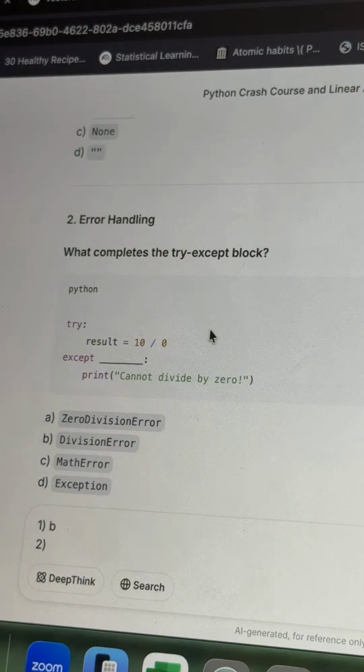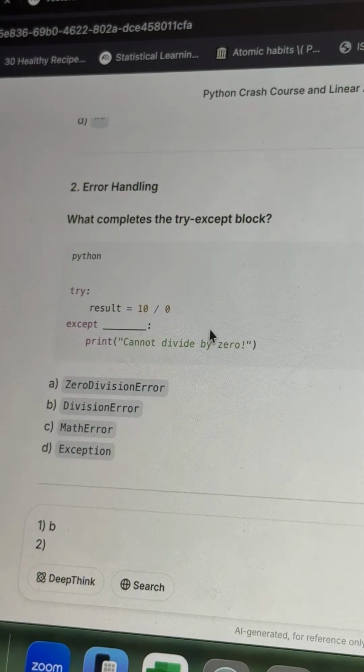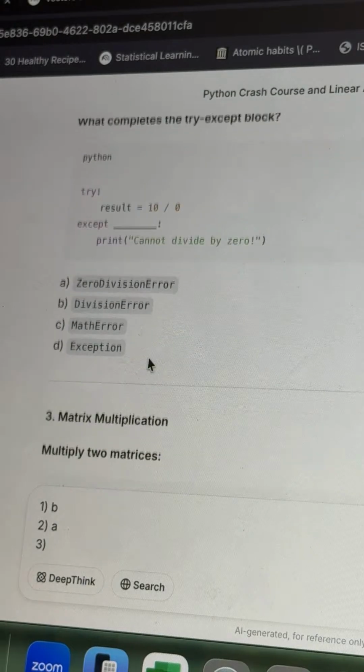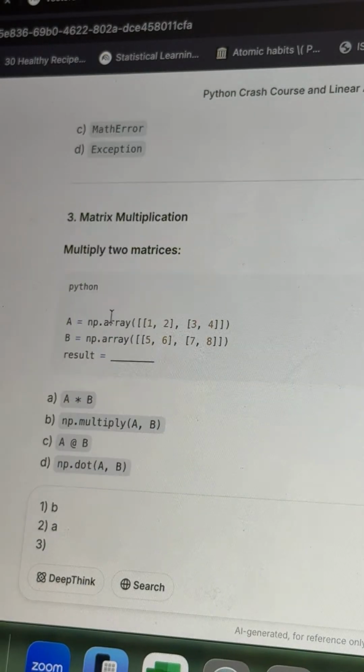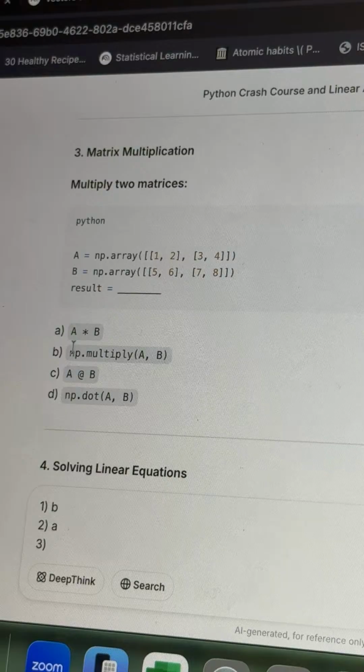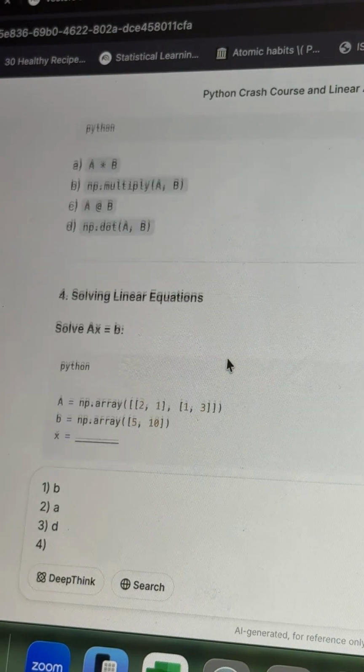Error handling, what completes a try except block? Cannot divide by 0. Well, I put division error, but maybe it's zero division error. Just because that's the only way you can have an error by division, right? You have to specify. So multiply 2 matrices. I put np.multiply. Probably it's D then, because that's just how you multiply matrices normally.